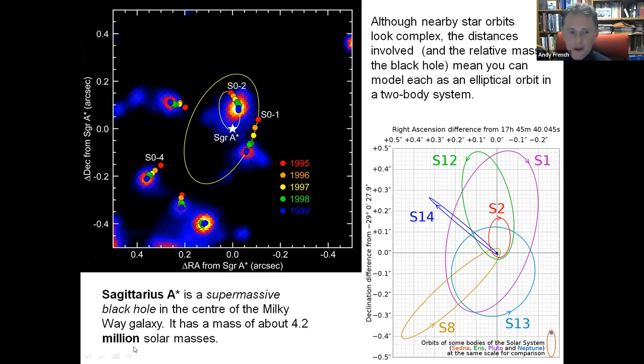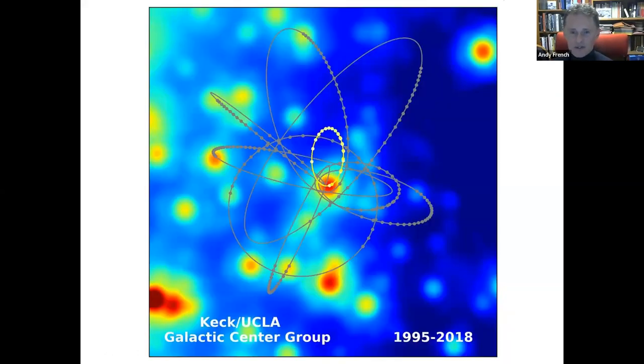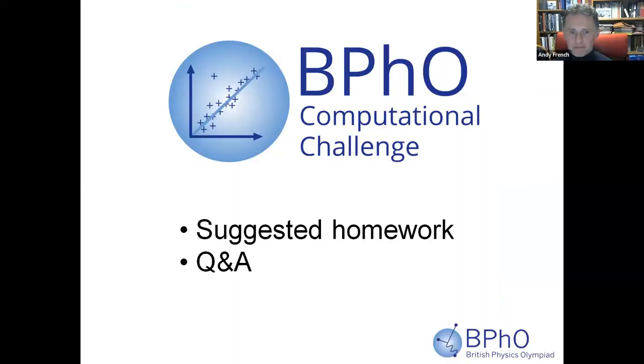And from that, you can work out the mass of this object at the center, which drives it all. And it's about 4.2 million solar masses. Okay. Right. There we are. I think that's another representation of that system. So there we go.